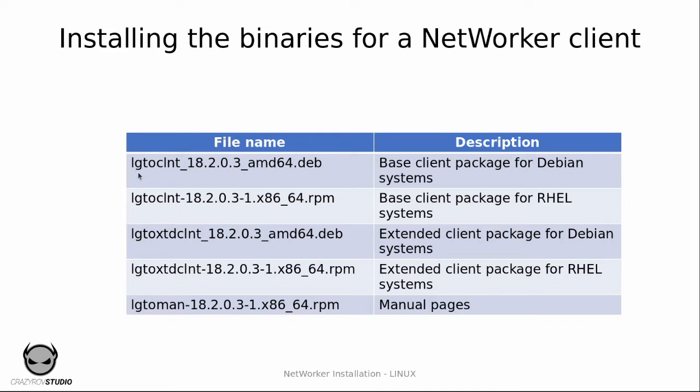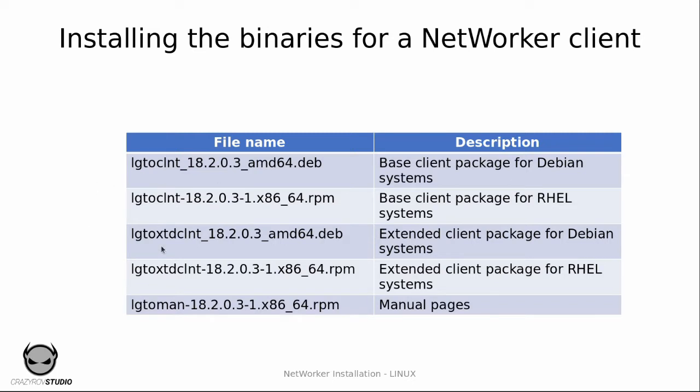The first file here, that is the LGTOCLNT, is the basic client package, which is required on a client so that that client can be backed up. Again, if you remember, the client is the most basic role in the entire stack of the Networker architecture. So if you want to use it as a storage node or as a Networker server, installing the client package is a must. The client package provides basic binaries that are required for a system to play the role of a client.